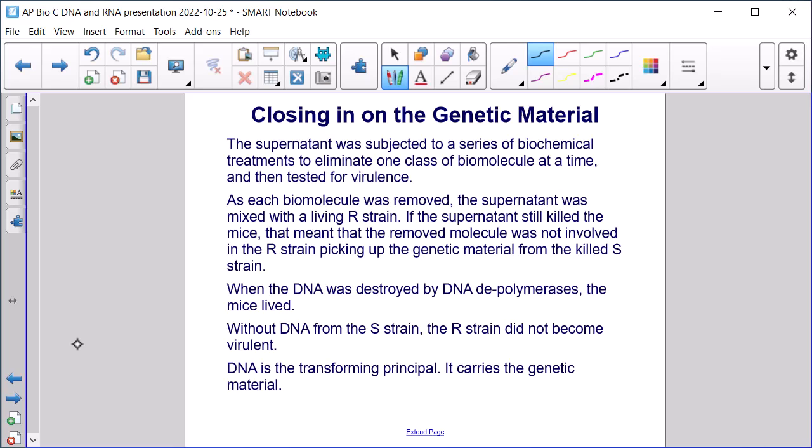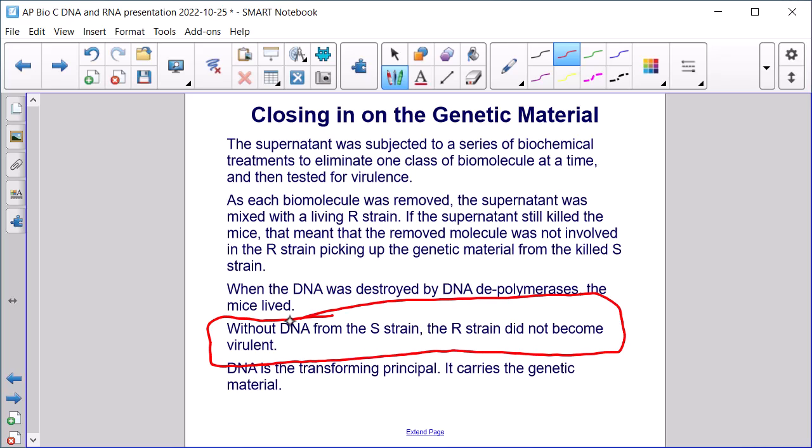When the DNA was destroyed by DNA depolymerases, the mice lived. Without DNA from the S strain, the R strain did not become virulent. DNA is the transforming principle. It carries the genetic material.